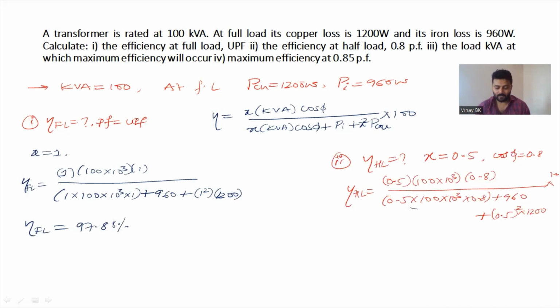So by substituting these, you need to substitute it well, then only you can get the right answer. Don't make any mistakes while doing substitution. Okay. So you can write 0.5 into 100 kilo into 0.8, divided by, plus 960 plus 0.5 square into 1200. So you can get 96.94 percentage.